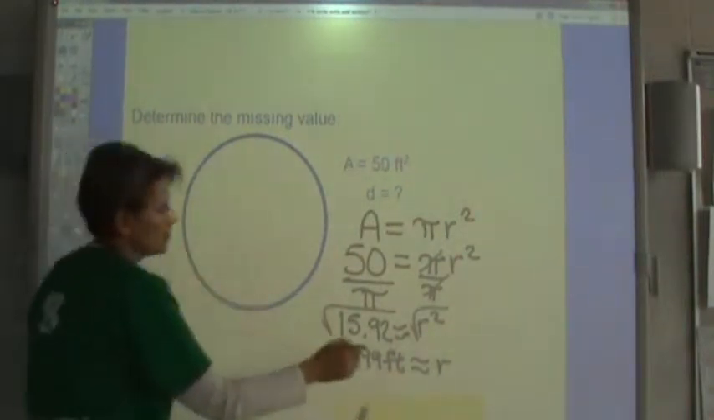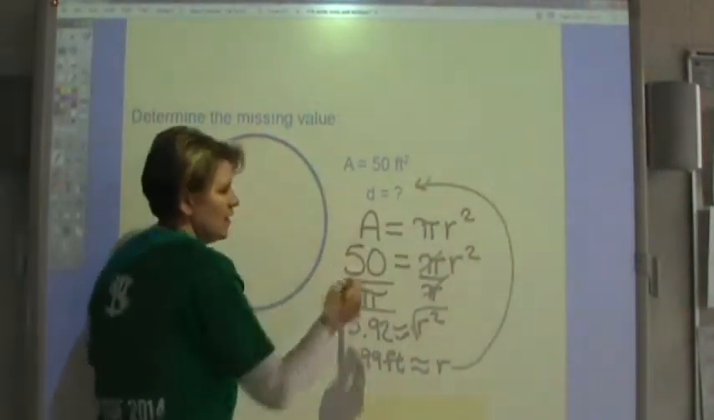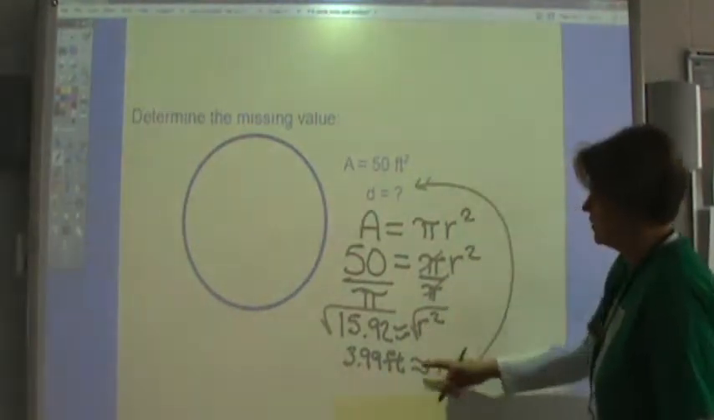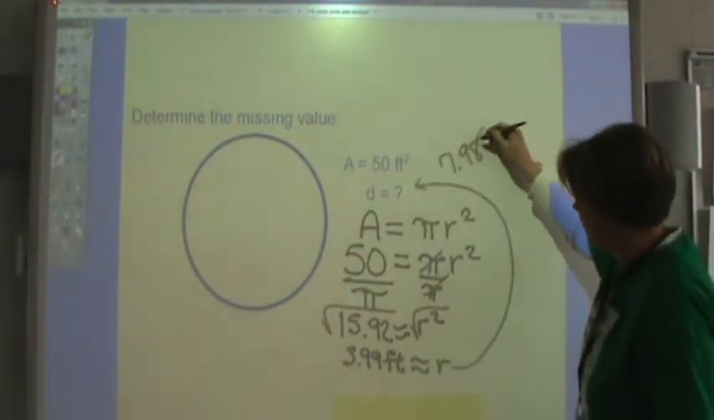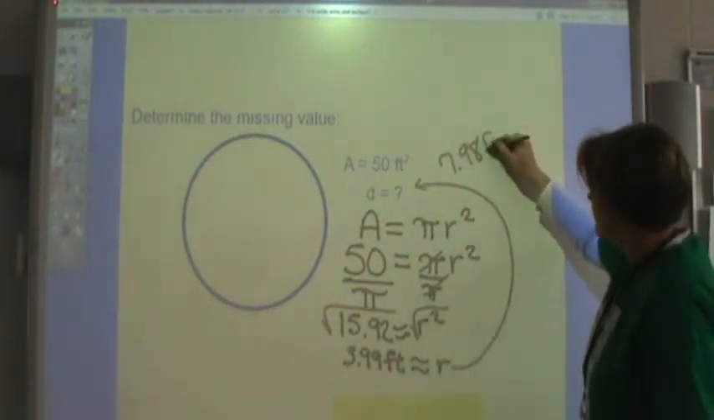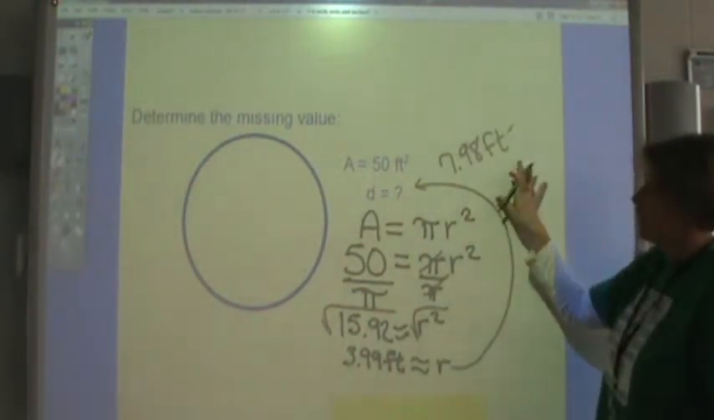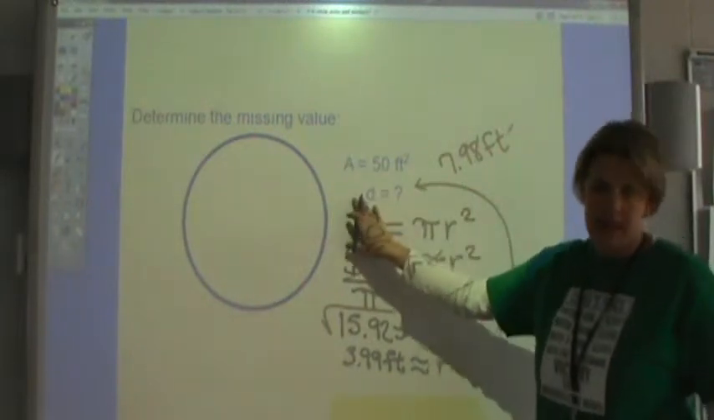But we actually want the diameter, so we're going to have to double that. So double that would be 7.98 feet. And this one's not squared this time because we're talking about the length of the diameter.